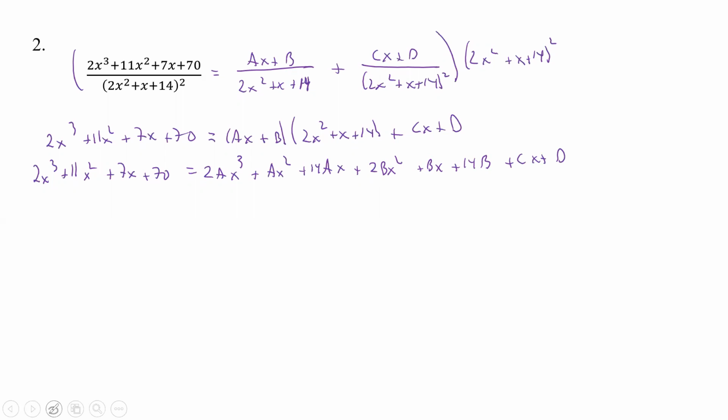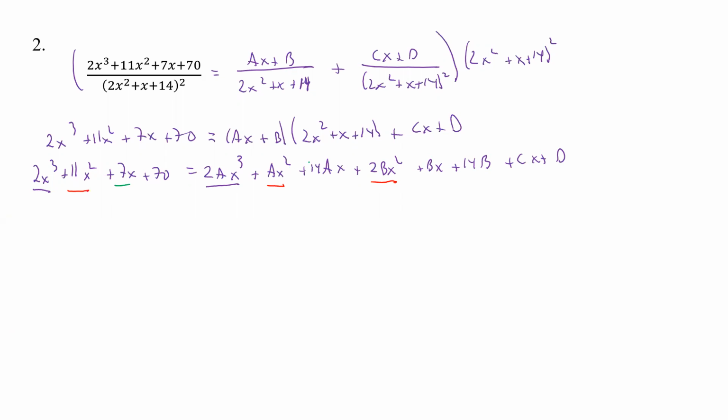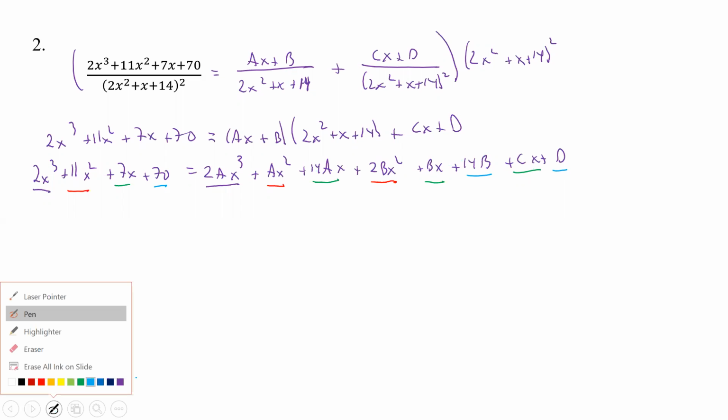All right, so we have an x cubed, nothing else. Now we have x squared, x squared, x squared. Now we have an x, an x, an x, and an x. And how about do blue this time? A number, and a number. All right. So what do we have?